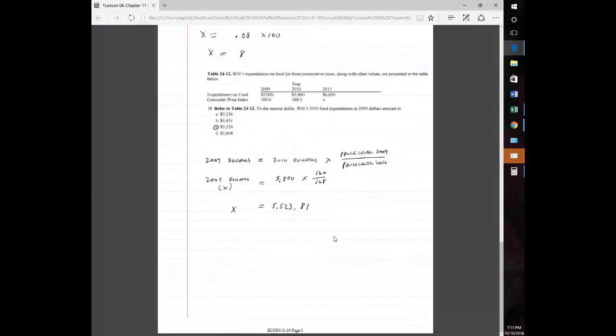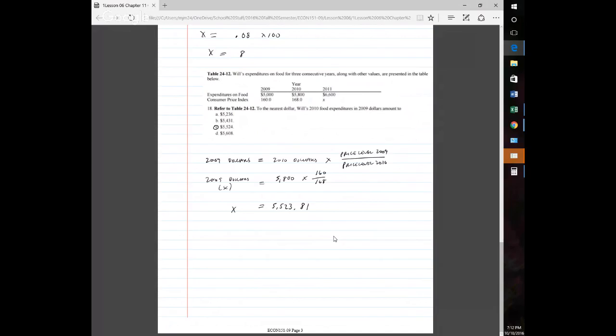This is how I did it. So the 2009 dollars equals $10,000 times the price index. So 2009 dollars is X equals. How did you do it, Bob?